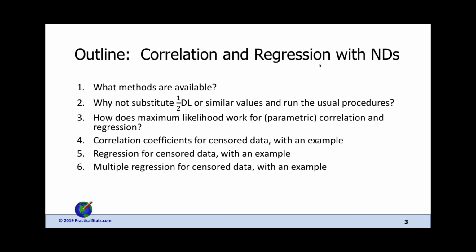And so we'll look at different types of correlation coefficients you can do for censored data with an example of those. We'll look at regression with one X variable with an example of that, and then do a multiple regression for censored data with an example of that as well. So that's where we're headed, and then I'll take questions at the end.